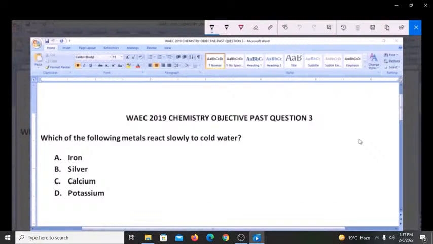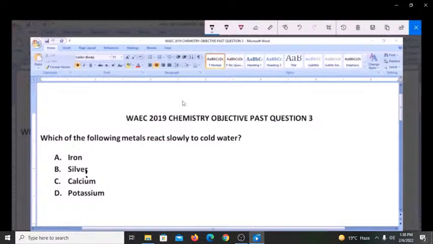And then calcium also reacts with cold water, but much more slowly than potassium. So a good way to ascertain or deduce this would be via the electropositive series. Now, the electropositive series arranges metals according to their reactivity.